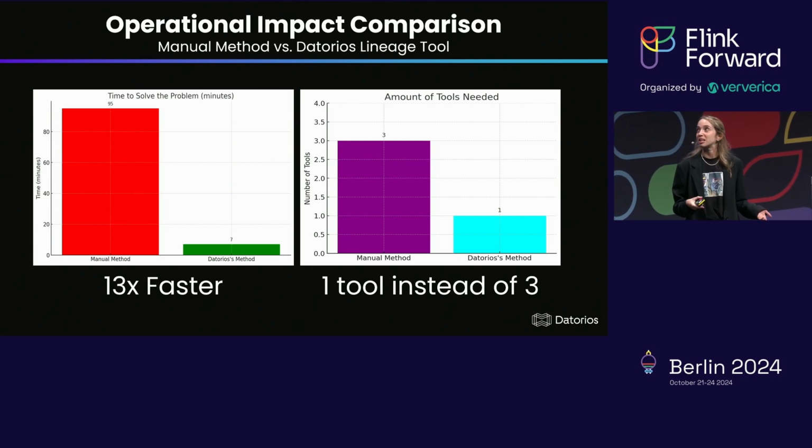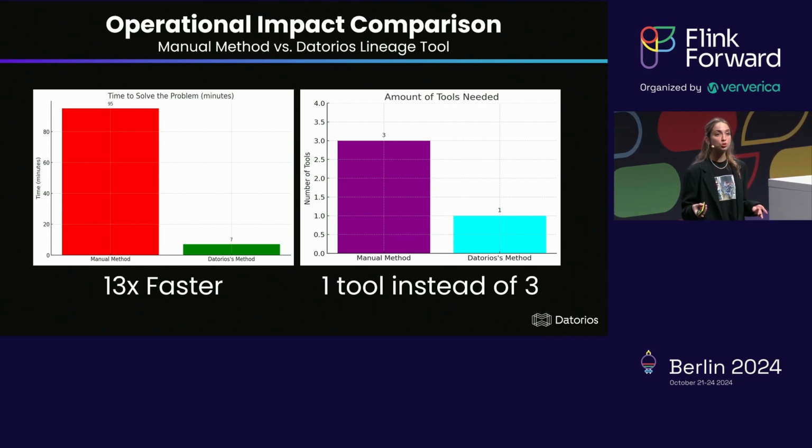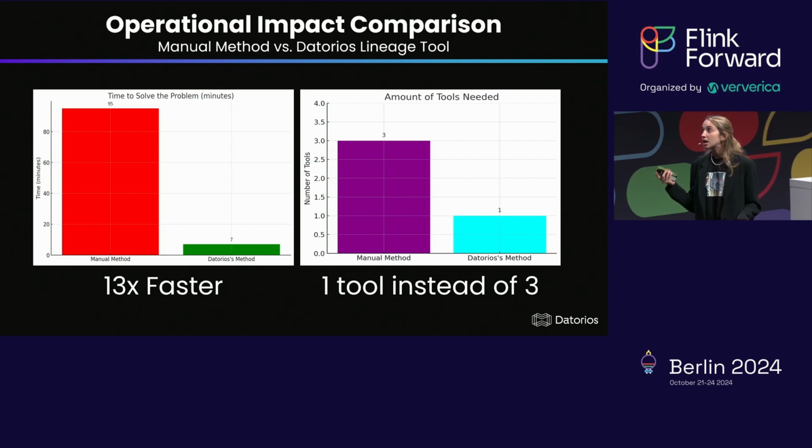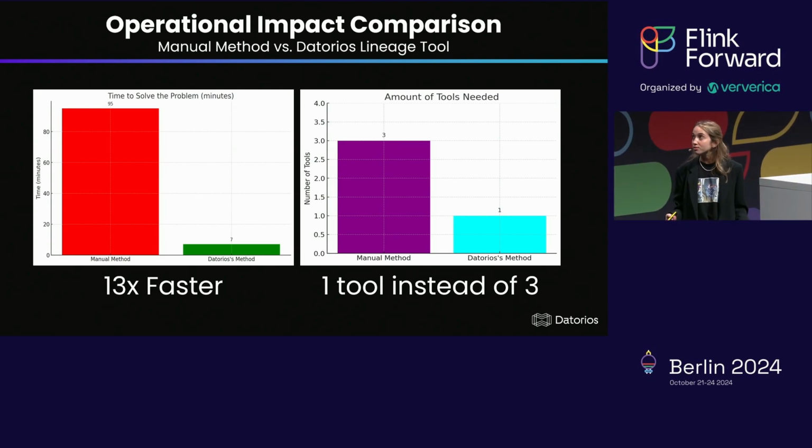So let's take a few minutes to compare the two approaches, the one Colton demonstrated and the one I just did. And we'll use two critical operational metrics. So the most intuitive one is time. And we can see that it was 13 times faster to conduct this whole investigation using the Datorios Lineage tool.